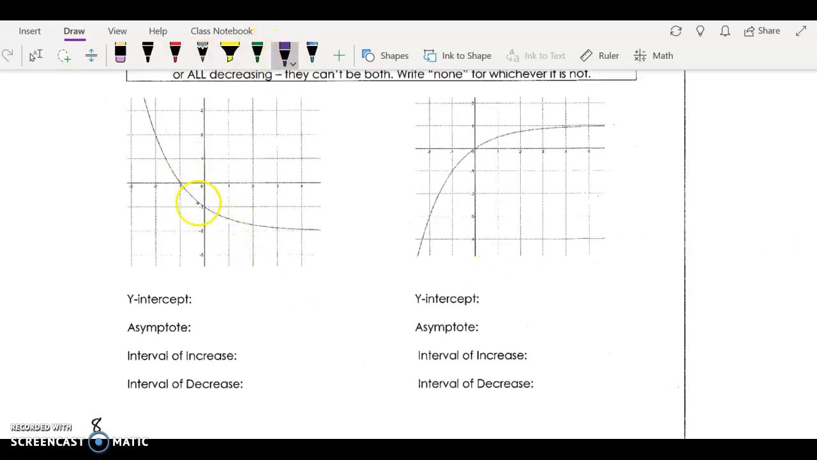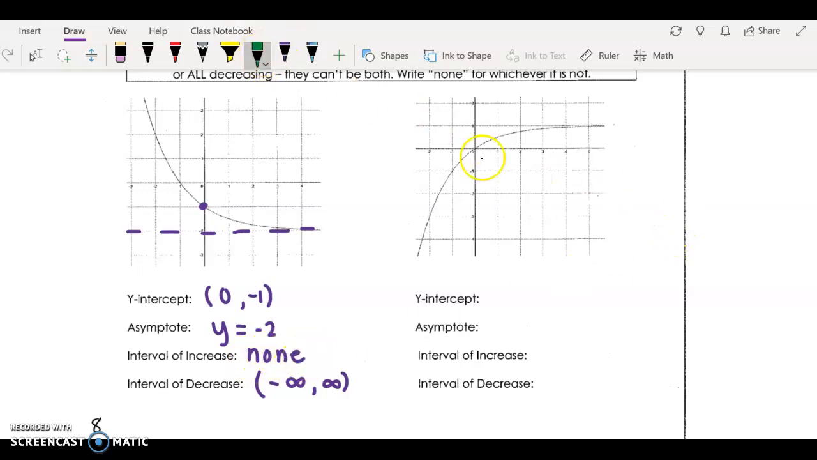First, we'll identify the y-intercept, which for this function is (0, -1). The asymptote, where this graph goes flat, is here at y equals -2. Moving from left to right, the y values are decreasing because it's going downhill. So the interval of decrease is negative infinity to positive infinity. The whole thing is going downhill, and the interval of increase is none.